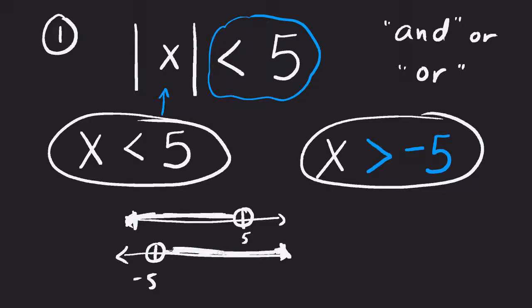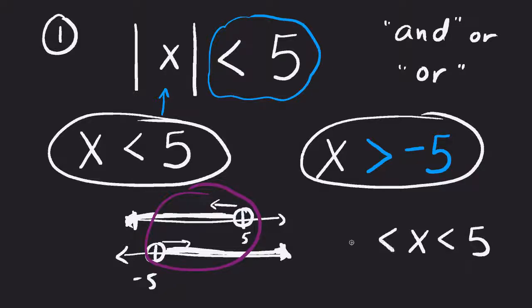All right, well, what we're really looking for is what numbers work for both of these. So where's the overlap? Well, that really happens right here. That's the only numbers that really satisfy both of these. So what that means is our final answer really looks like this. It's got to be numbers that are bigger than this and less than that. So we want it to be less than 5, but greater than negative 5.